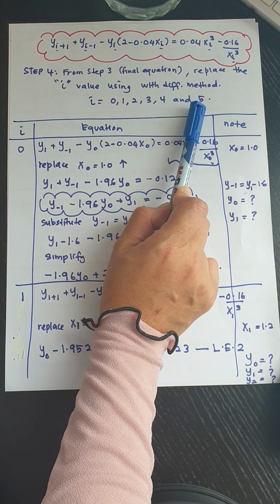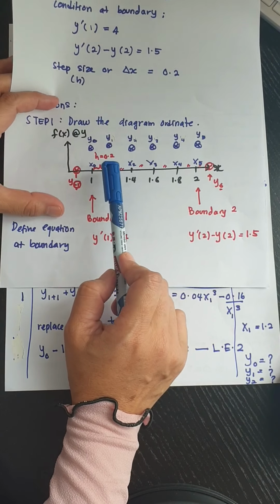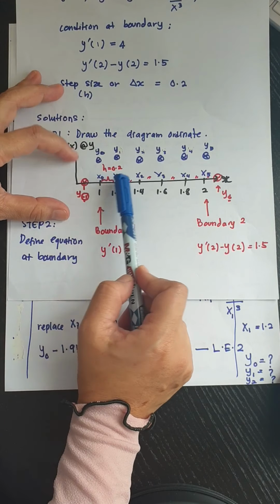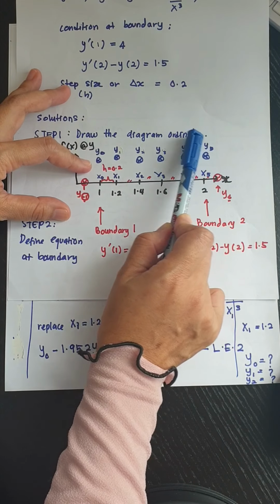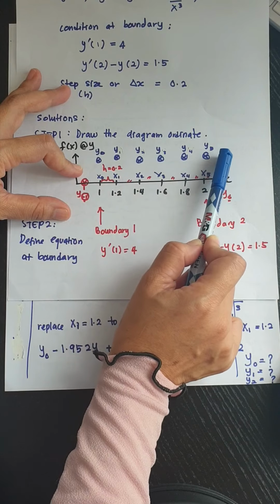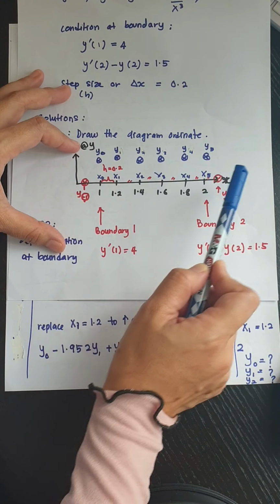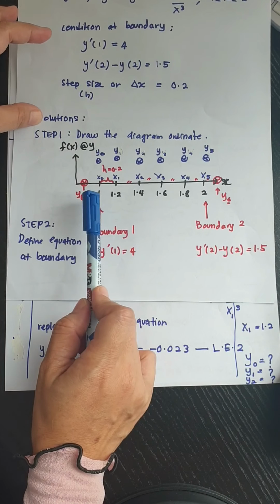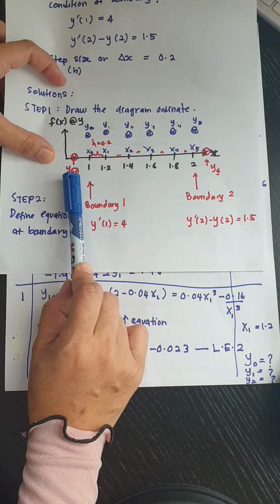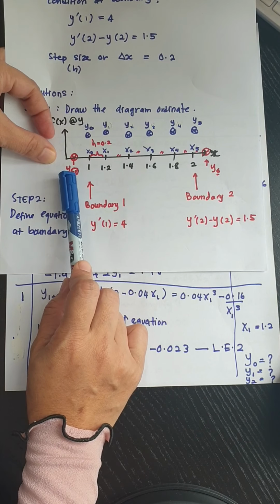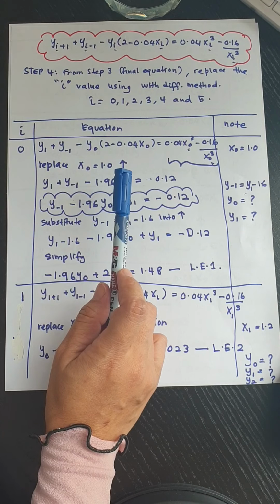So how are you going to know what the value of I is? You go back to your diagram ordinate. Okay, you know that you actually don't have the value for all y for your data set over here. What you only have is the condition at the boundary in the form of an equation, the equation that represents the derivative for your boundary condition, which you did in step 2.